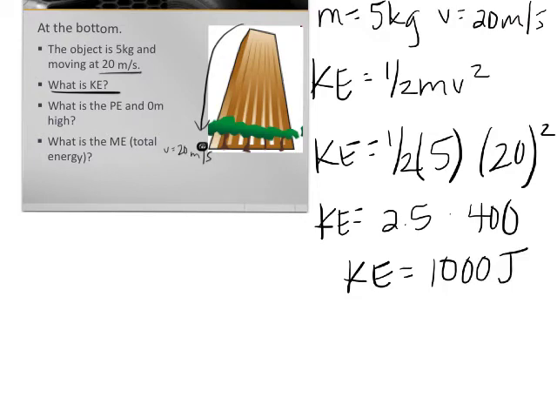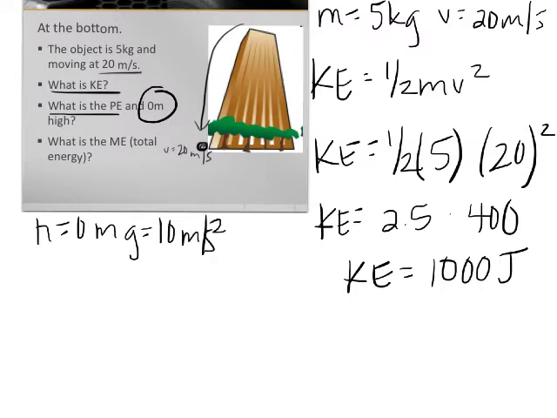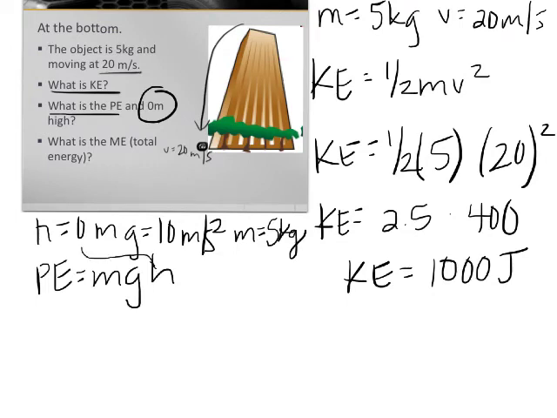Now, another thing is we want to know what's our potential energy. This is going to be at the bottom of the building, which means our height's going to be 0 meters. So if H is 0 meters, G is still going to be 10 meters per second squared. M is still 5 kg. But since PE is equal to mgh, if we plug in a 0 for H, that means our PE is going to be 0 joules.